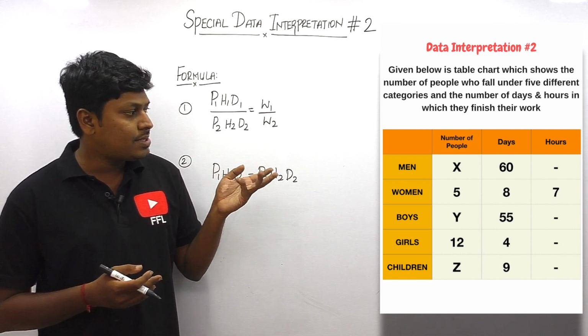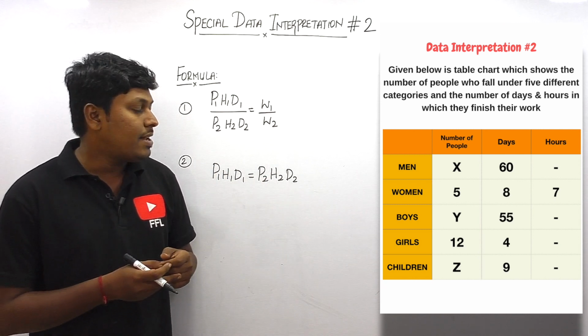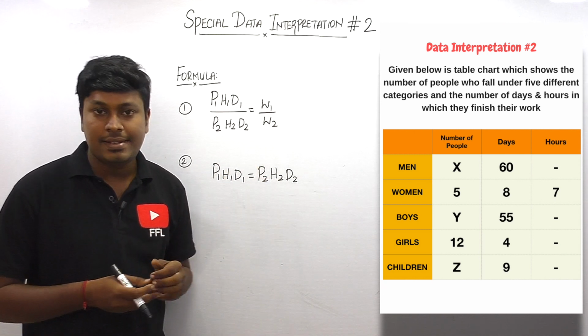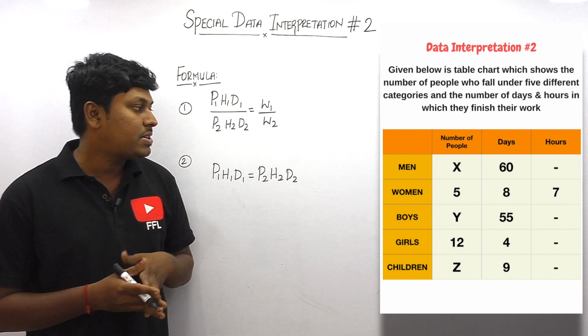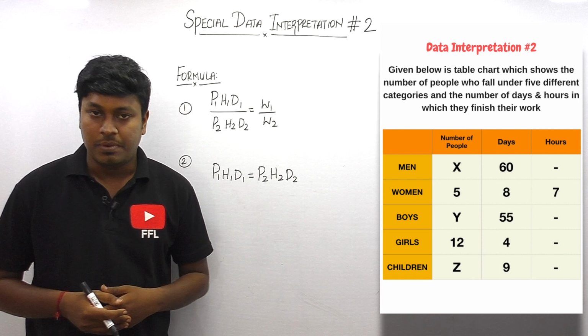So look at the chart carefully. Number of people working is given, and some values are missing. Similarly, hours is given and also days is given, with men, children, and women working. So this complete DI is based on the concept called time and work.